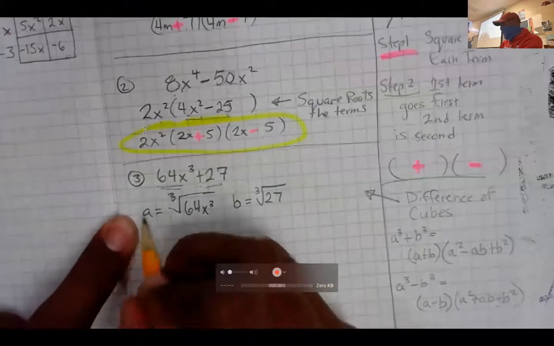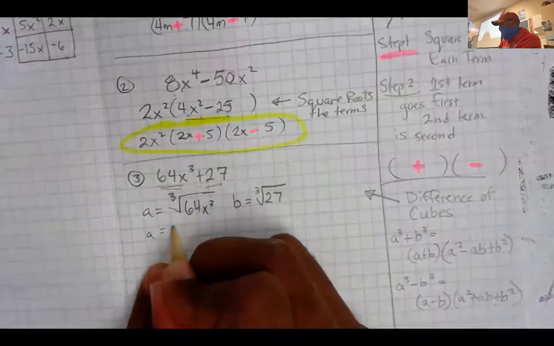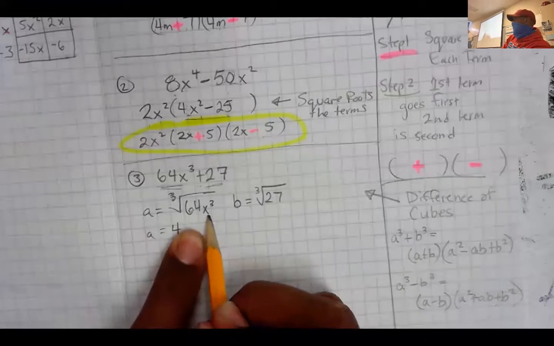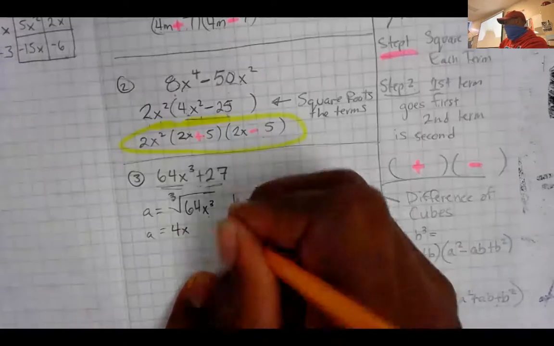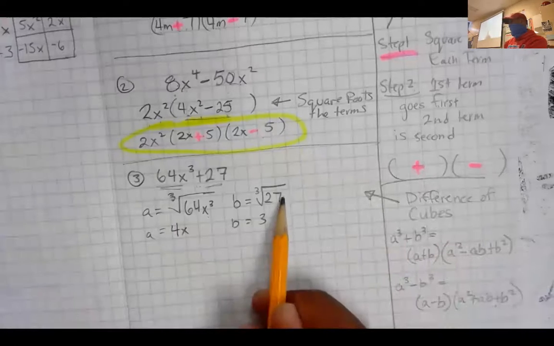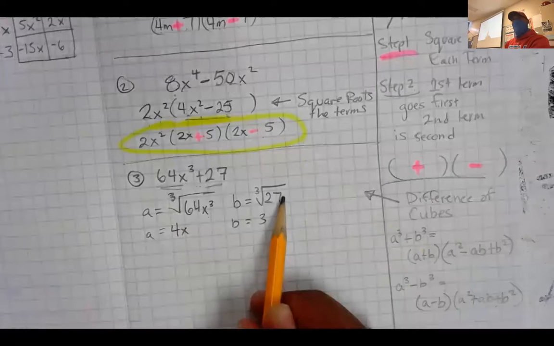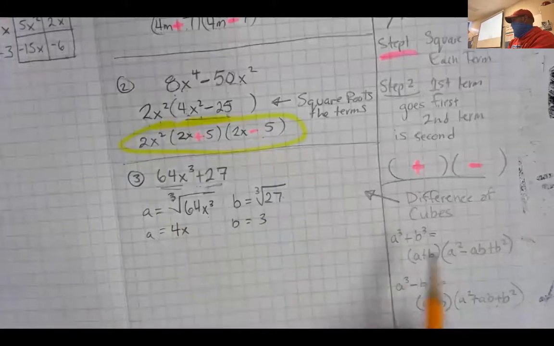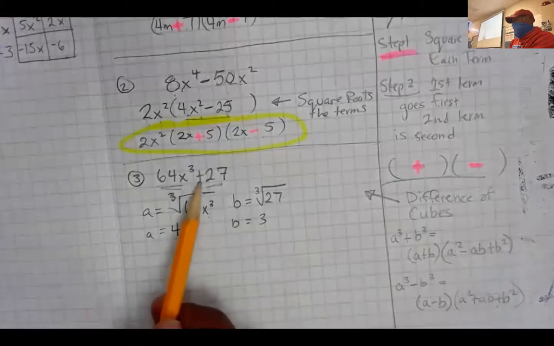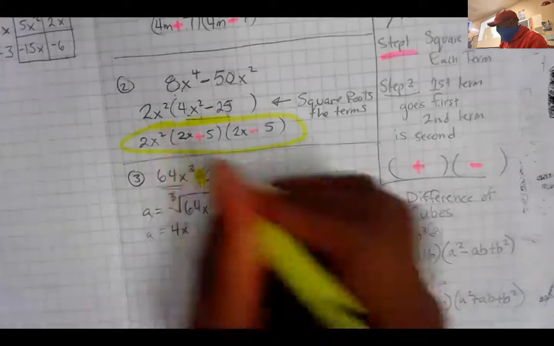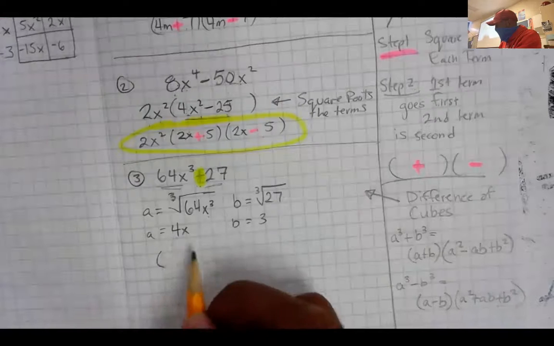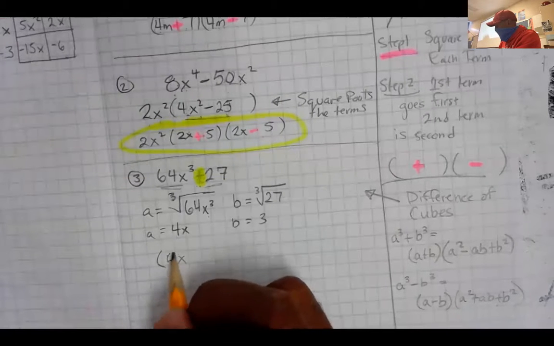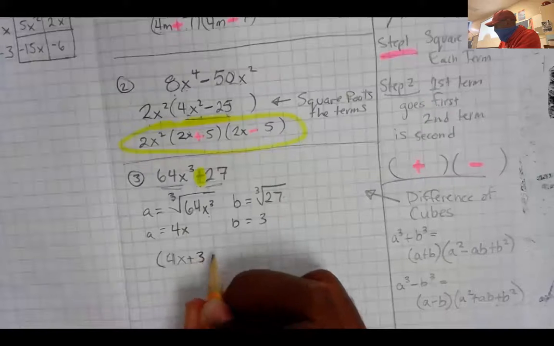So now for the first term, A is 4, but I'm also taking the cube root of x cubed, which is just x. And B is just 3 because there's no variable there. Now all I have to do, once I find A and B, is plug it into the formula. Remember, this one's plus, so I'm going to use the first formula, the sum. So it will be A, which is 4x, plus B, which is 3.